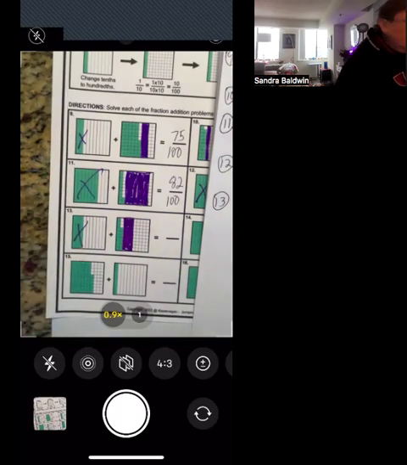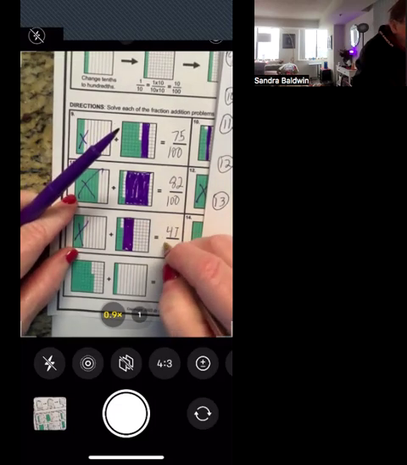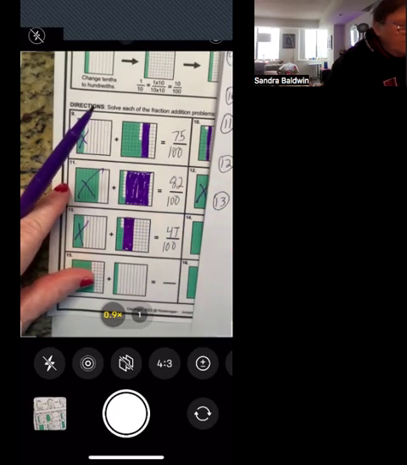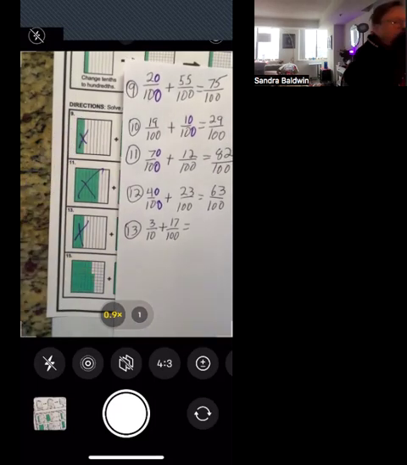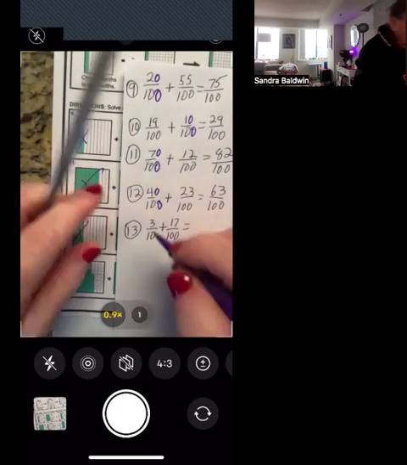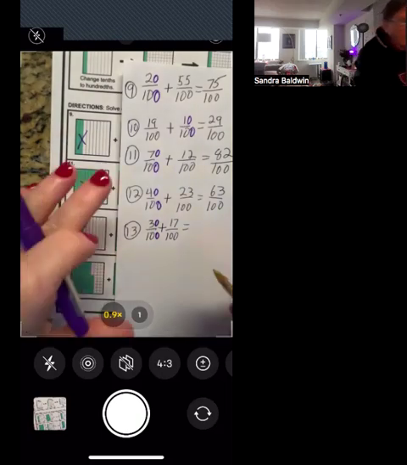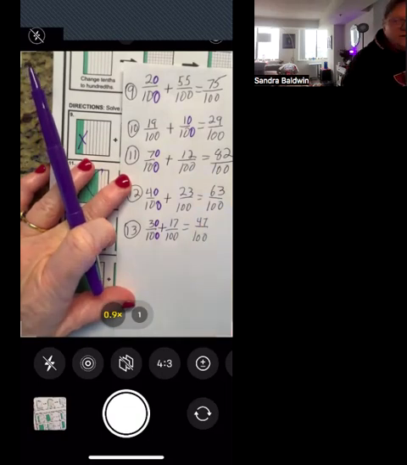So I've renamed 3/10 as 30 hundredths. And when I add up the 30 hundredths and 17 hundredths, I will get 47 out of 100 colored in. So I'll go to my equation, and I need to show that I turned those 3/10 into 30 hundredths. So then I can add, I keep my same denominator, add the numerators.